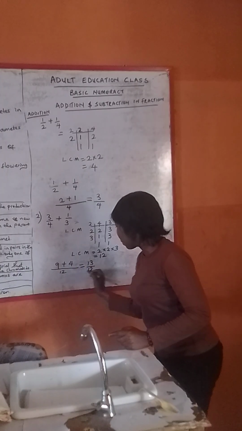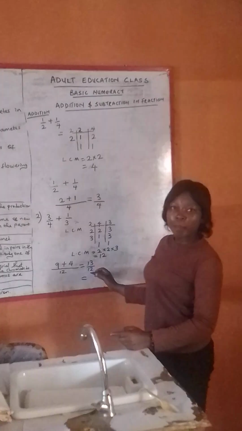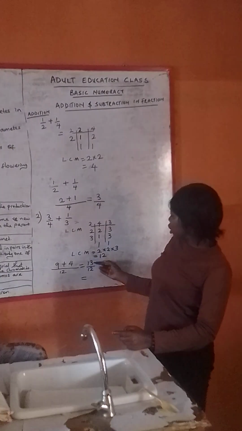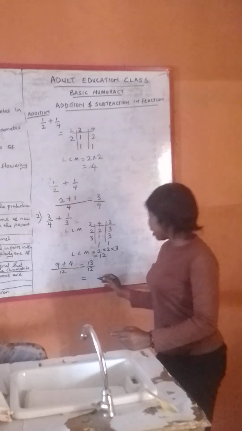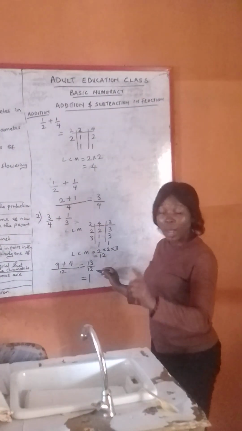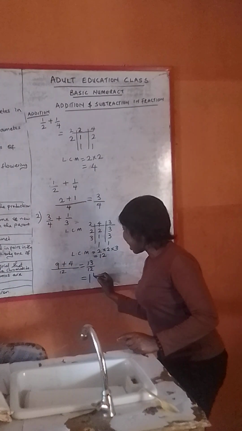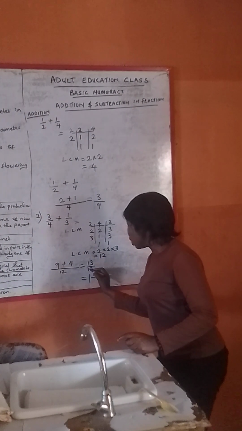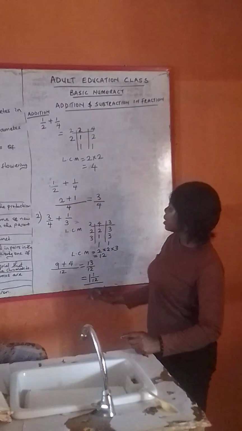This 12 here. So, you can change this to a mixed number. If you want to change it to a mixed number, how many times can 12 divide 13? 12 will divide 13 in 1 time, and it will remain 1 because 13 minus 12 is 1. That 1 that is remaining goes over this 12 here. So, this is your answer.